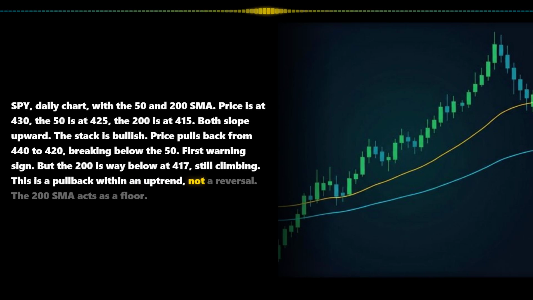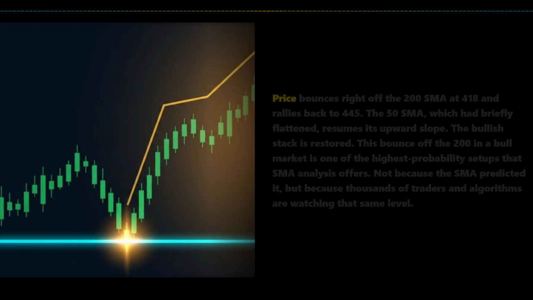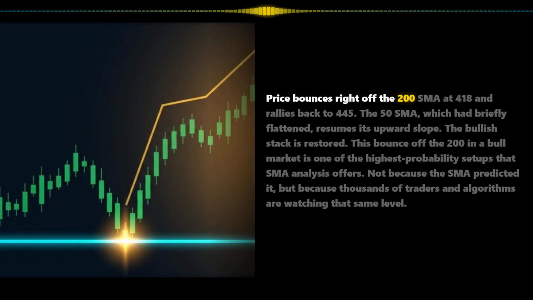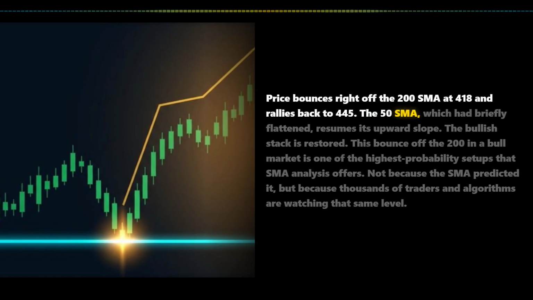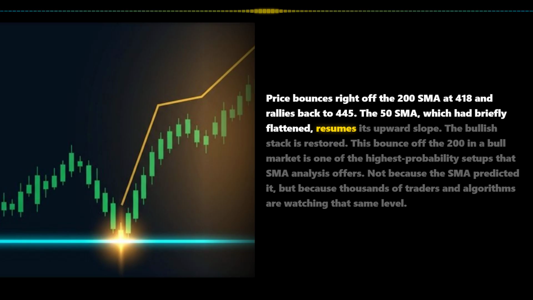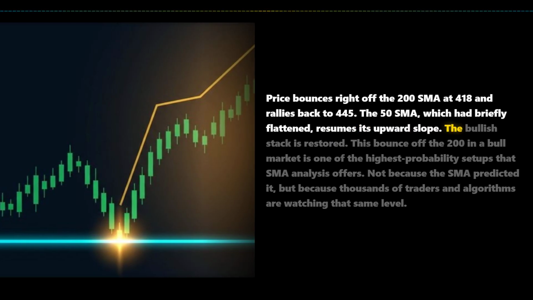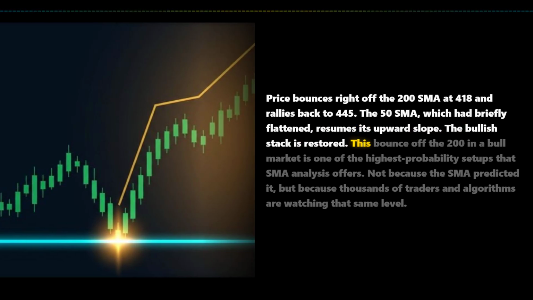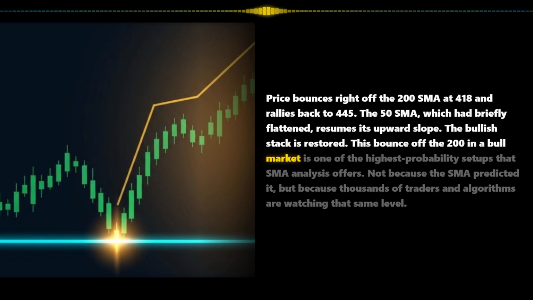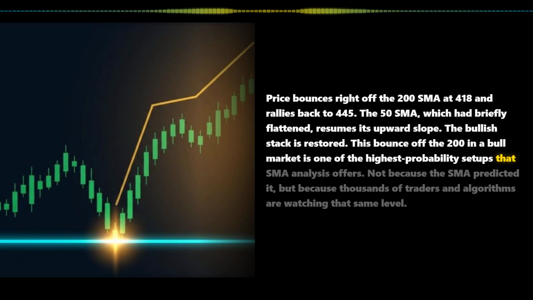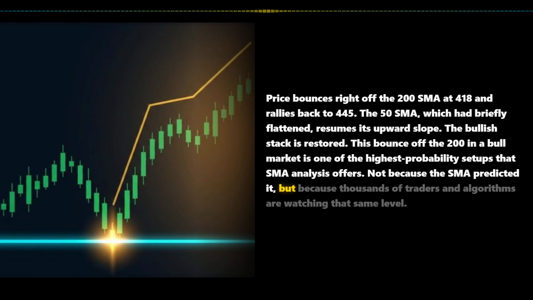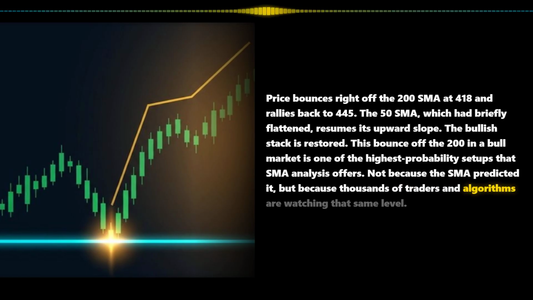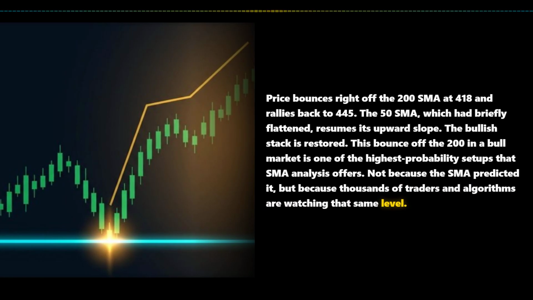The 200 SMA acts as a floor. Price bounces right off the 200 SMA at 488 and rallies back to 445. The 50 SMA, which had briefly flattened, resumes its upward slope. The bullish stack is restored. This bounce off the 200 in a bull market is one of the highest probability setups that SMA analysis offers. Not because the SMA predicted it, but because thousands of traders and algorithms are watching that same level.